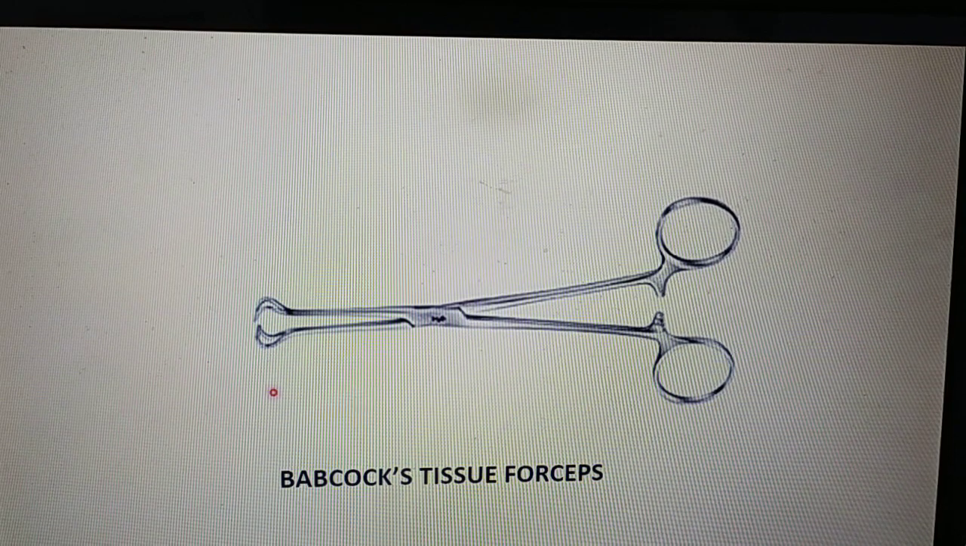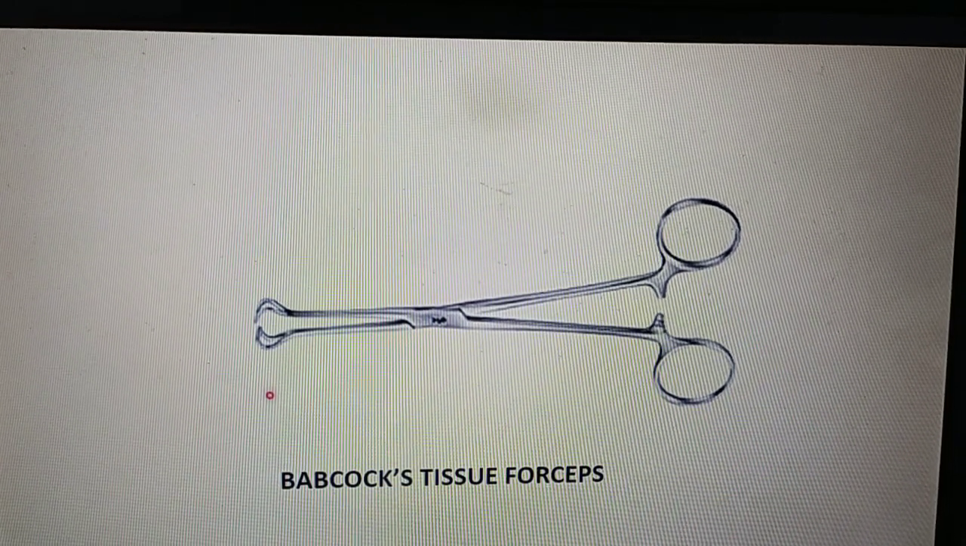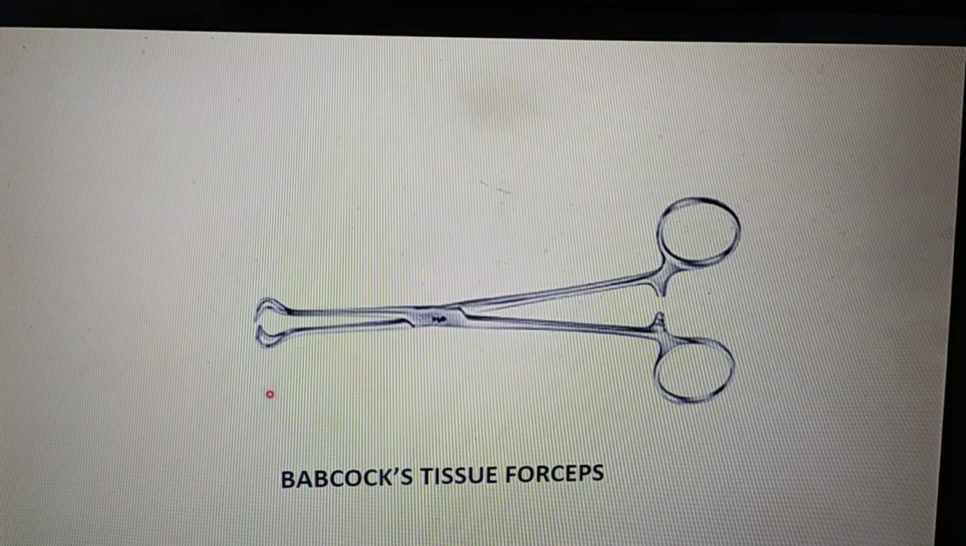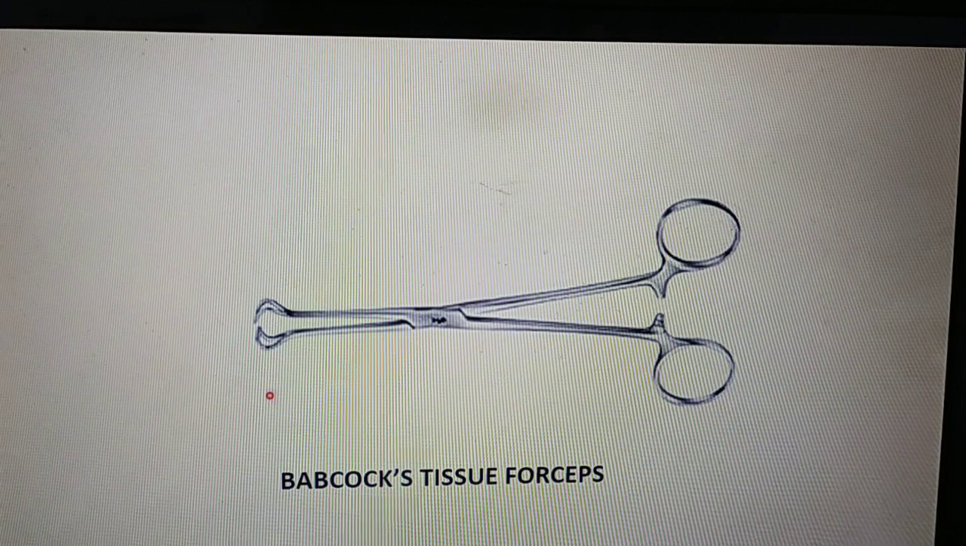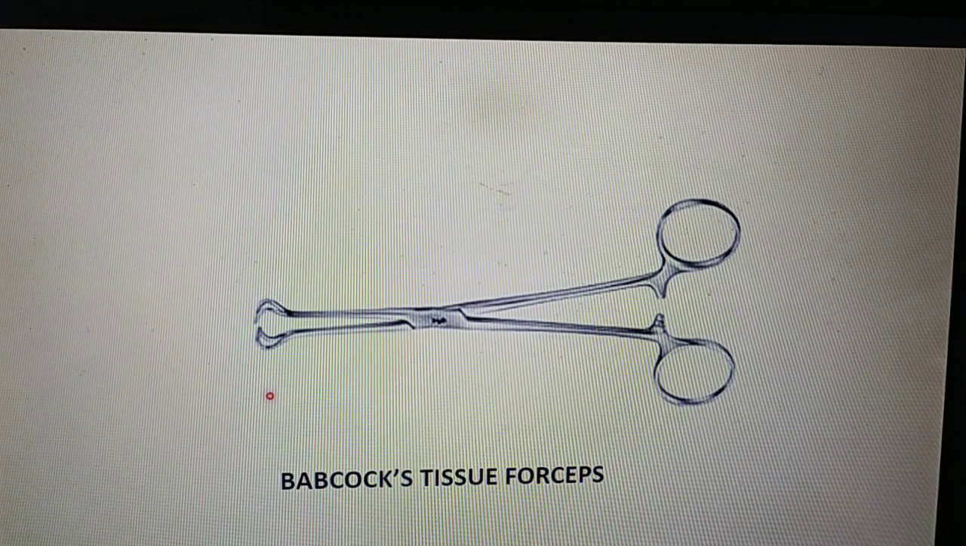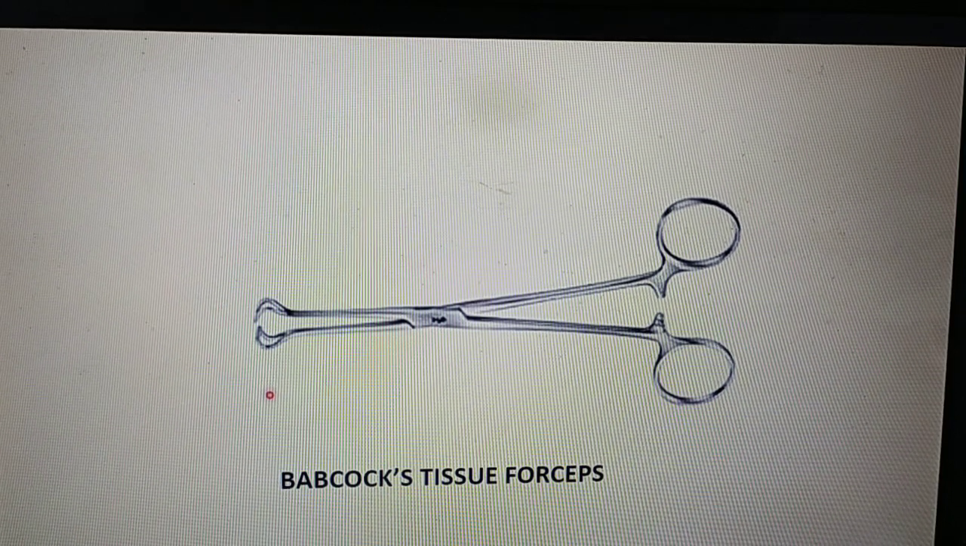Next, uses of this instrument are: it is used during appendicectomy. Usually three pairs of Babcocks are required during appendicectomy. One pair holds the appendix near its tip, one pair holds the body of the appendix and the third pair holds the base of the appendix.